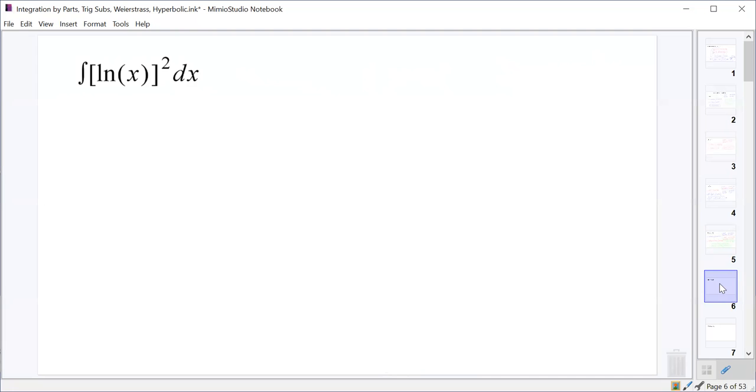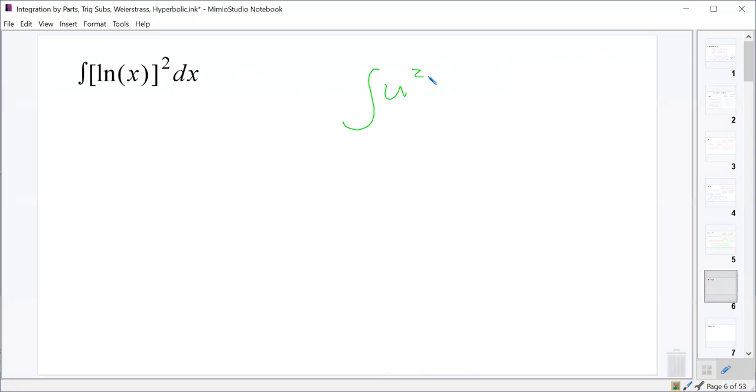ln x, because it's a composite, like two functions in one. So you want to make it u squared? I think so. Then what's your du going to be? Your du is going to be 1 over x dx? Yeah, and is that the correct answer? No, it's not.